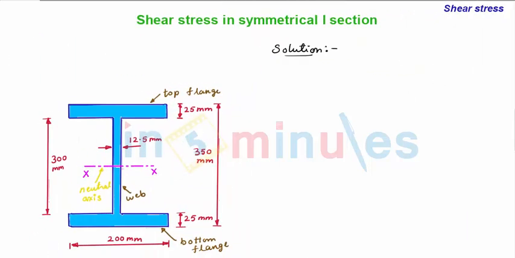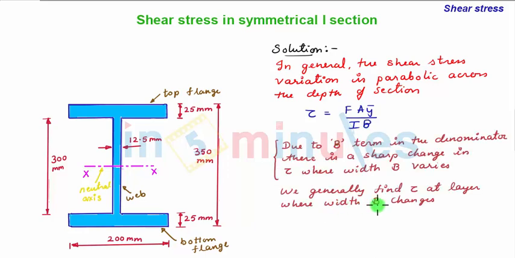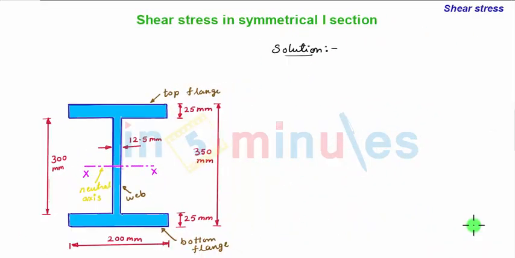So, solution. We know that in general, the shear stress variation is parabolic across the depth of section. Also, we know the shear stress formula as F A y bar upon I B. Now we see that due to this B term in the denominator, there is a sharp change in your shear stress tau where your width B varies. So we generally find your shear stress tau at the layer where your width B changes, and at that layer your shear stress tau has two values for two values of width, and this is apart from the layer at which your shear stress is maximum, that is at the neutral axis.